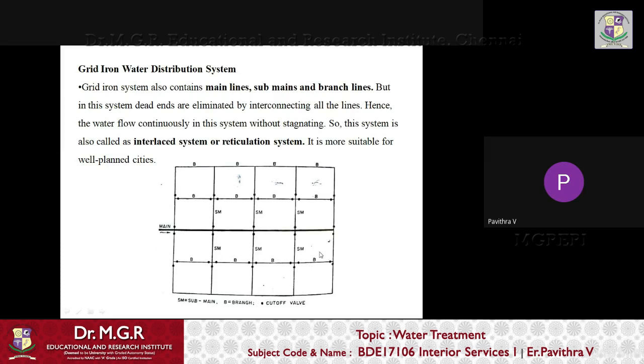So I hope everyone has completed drawing this. From the main to the submain to the branches, each pipeline has a separate cutoff valve. Next we will move on to the advantages of the grid iron water distribution system.